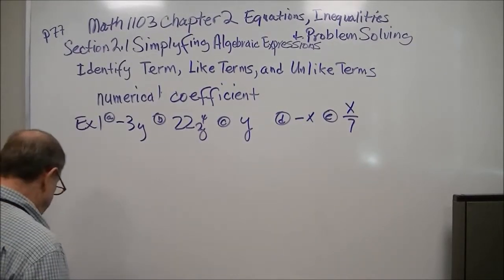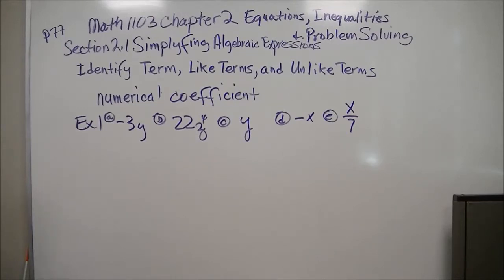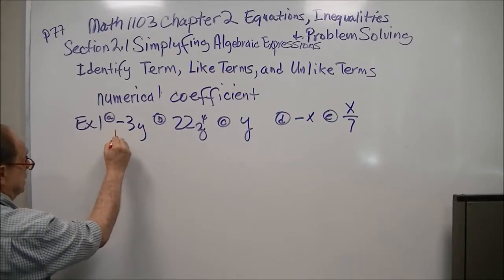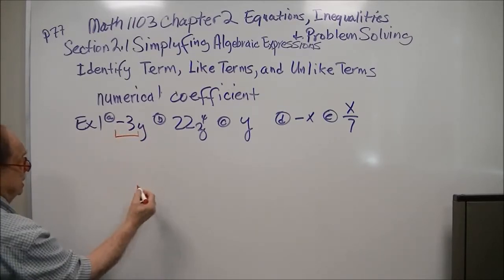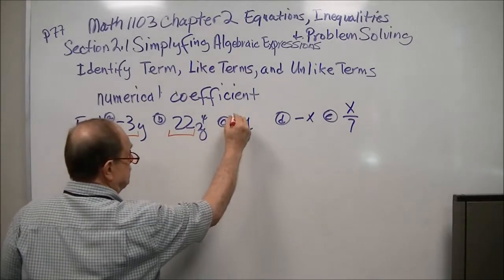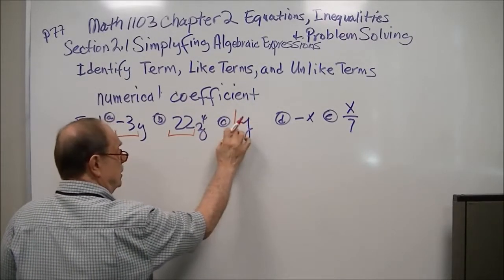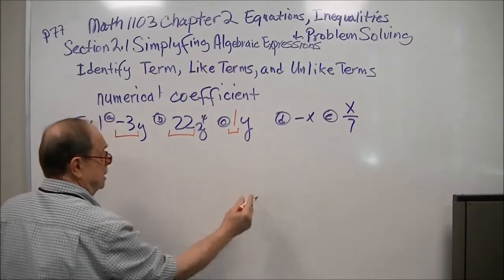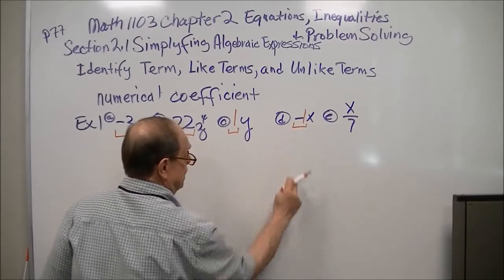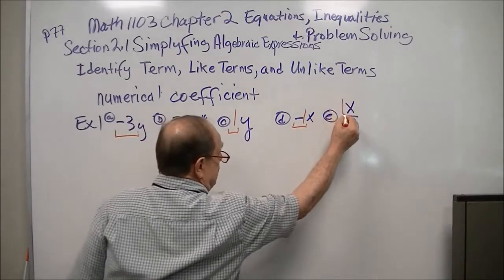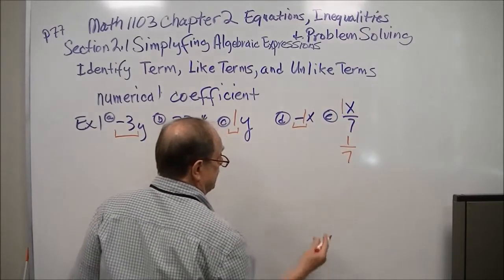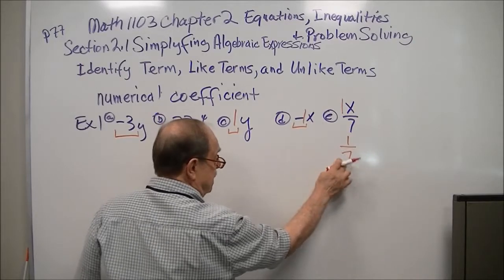In example 1, then, we're asked to find the numerical coefficient. So it would be the numerical part, negative 3, 22. No number before it, there's a 1 there. No number before it, there's a negative 1 there. And there's a 1 there, so this would be 1/7. We include what's in the denominator.